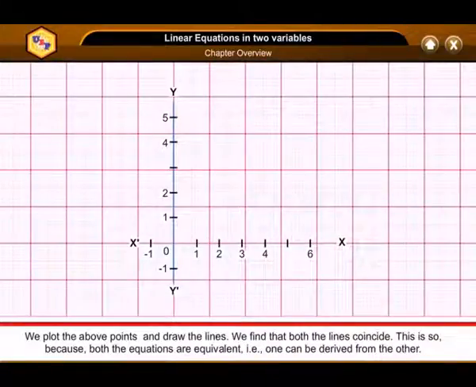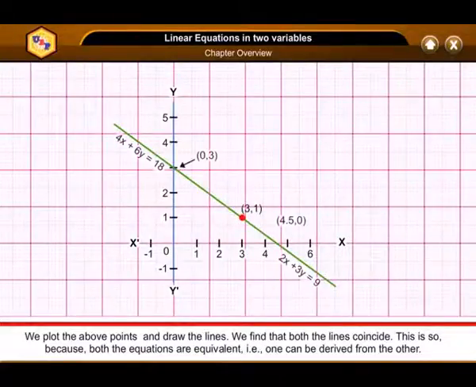We plot the above points and draw the lines. We find that both the lines coincide. This is so because both the equations are equivalent, that is, one can be derived from the other.